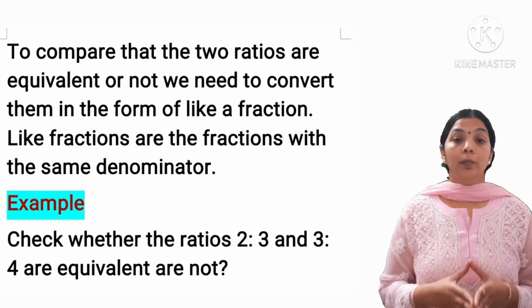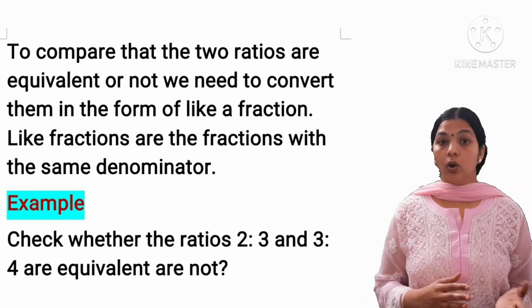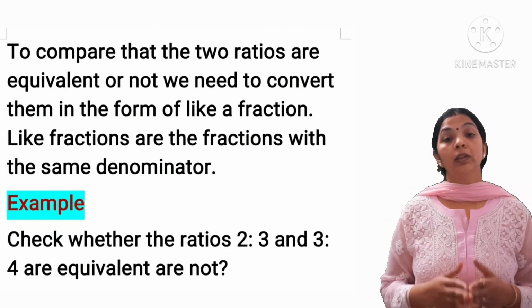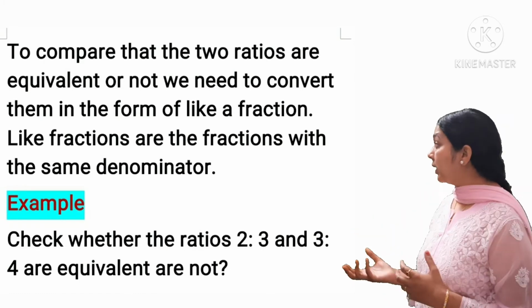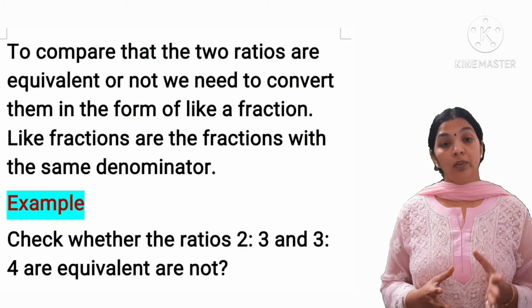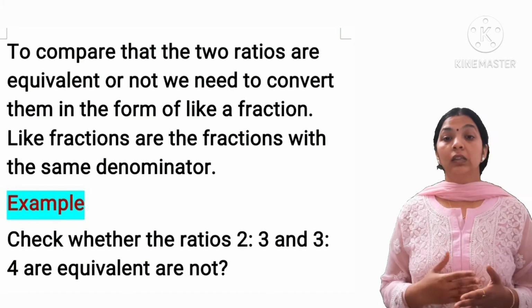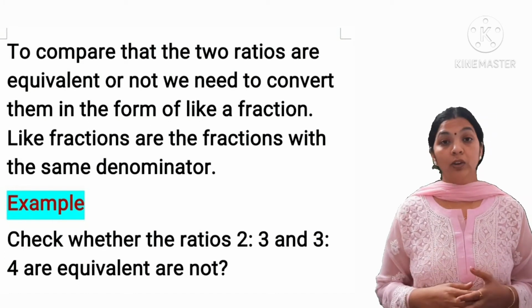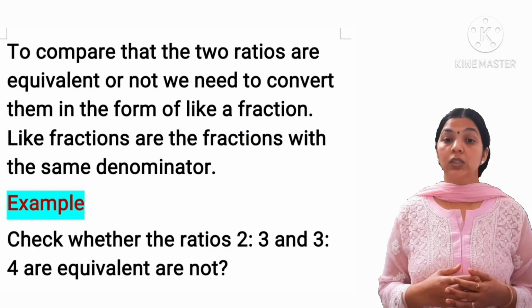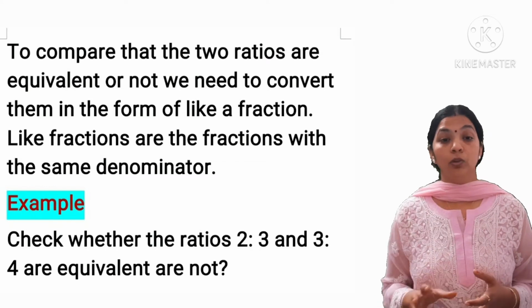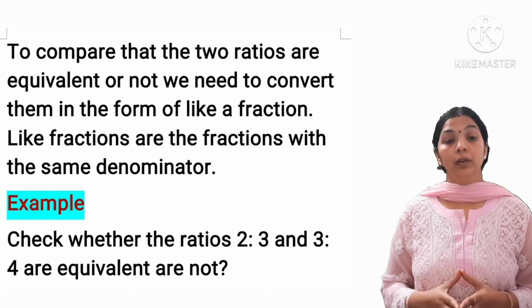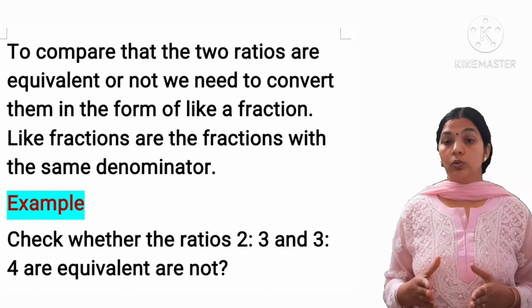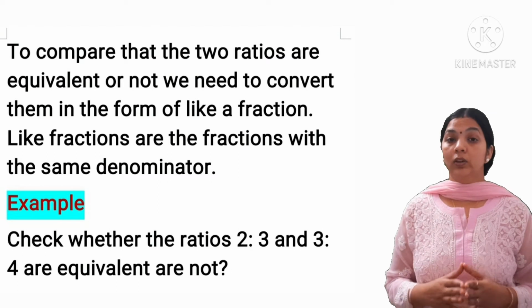Now, to compare whether two ratios are equivalent or not, we need to convert them into like fractions. This is the same as how we compare fractions. So what are like fractions? Like fractions are those fractions which have the same denominator. So again, we will consider an example. Check whether the ratios 2:3 and 3:4 are equivalent or not.